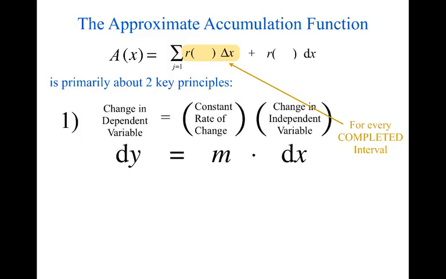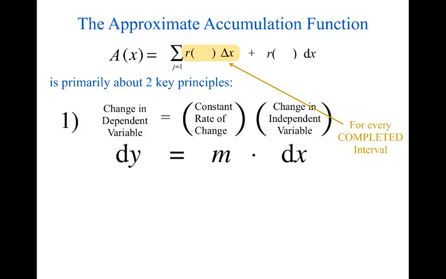For every completed interval, we're calculating it as r of some independent value. So the output of the r function is the rate of change times the change in x. For every completed interval, we're using m times dx. And then we sum those all up. We don't sum up the intervals. We sum up the change that we get from all the completed intervals.